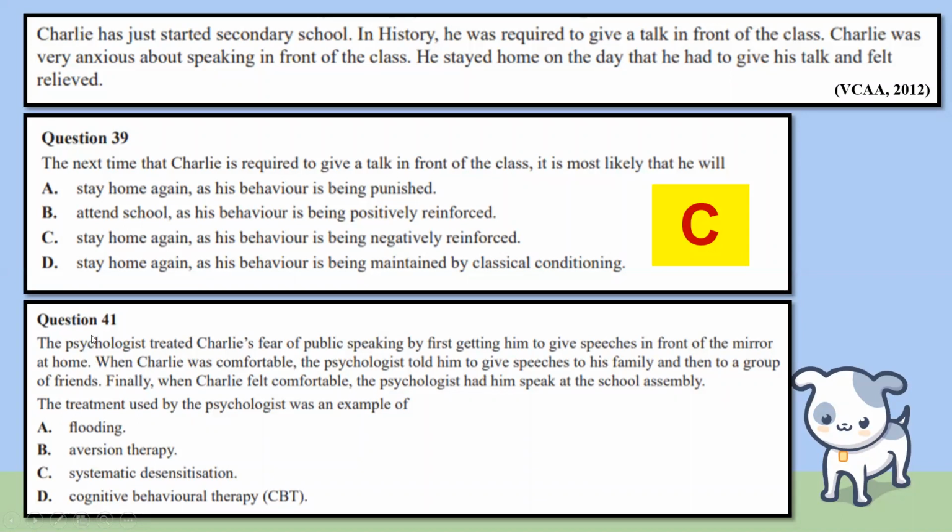So you can see here from this scenario that you've got step-by-step stages happening here. At each level, Charlie is going one level up in terms of his exposure to the phobic stimulus. And eventually, Charlie's being exposed to the actual phobic stimulus itself of speaking in front of a large group, which is the school assembly. So that step-by-step process, that gradual desensitization to the actual phobic stimulus means that the answer for this should be C.